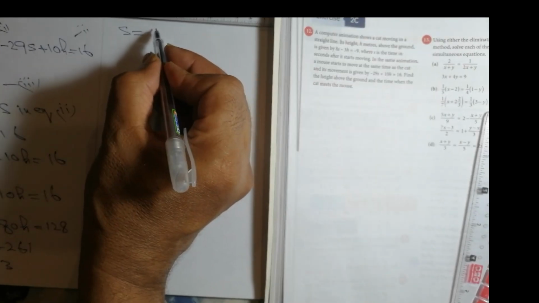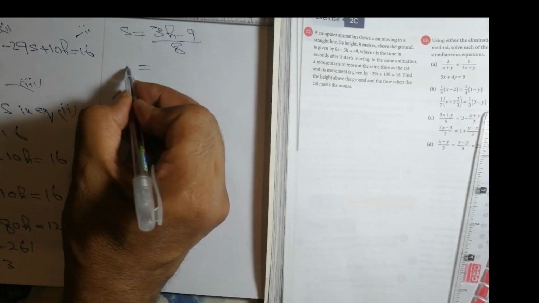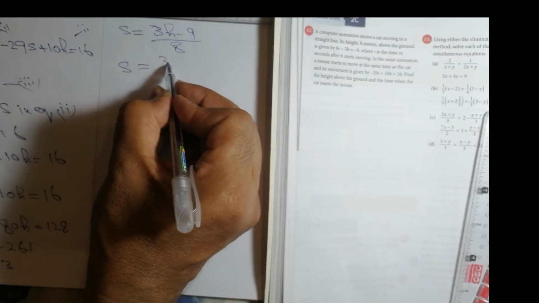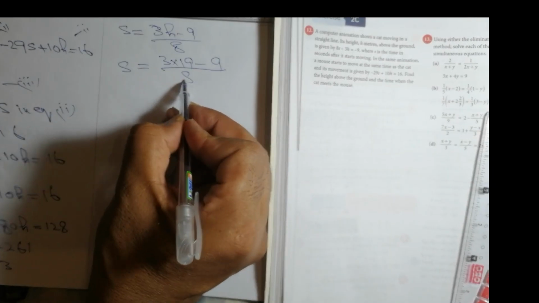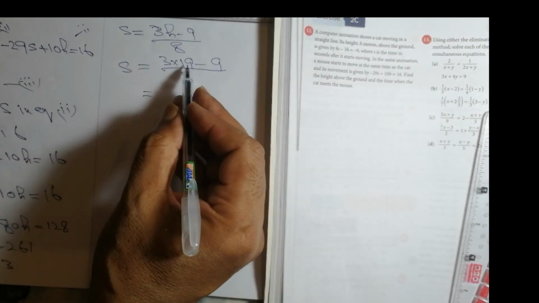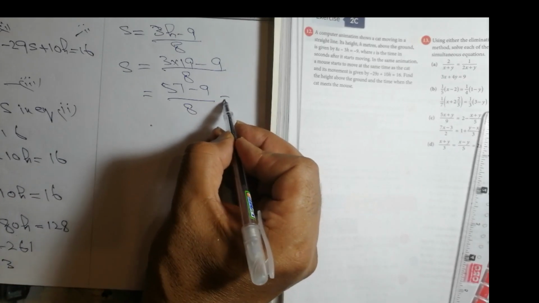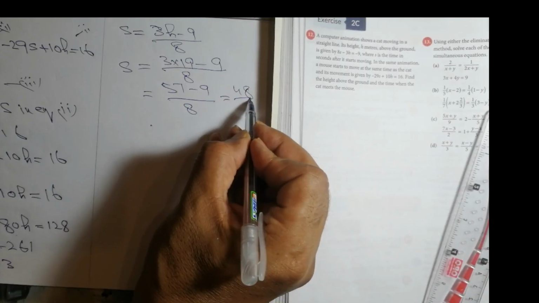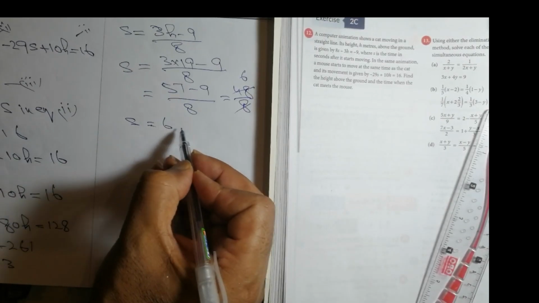So s equal to 3h minus 9 divided by 8, and s equal to 3 into 19 minus 9 over 8. 3 into 19 is 57, minus 9 over 8, and that is equal to 48 over 8, so s equal to 6 seconds.